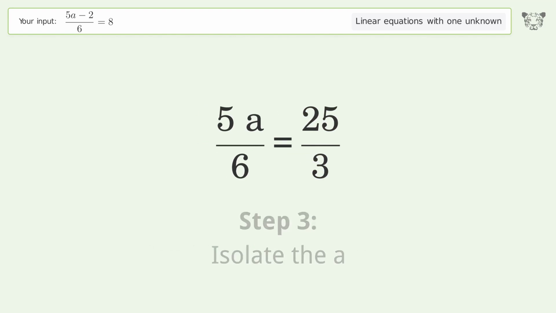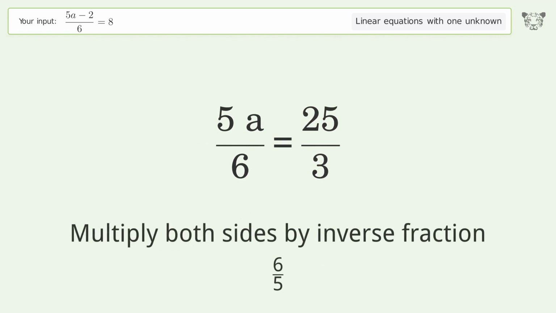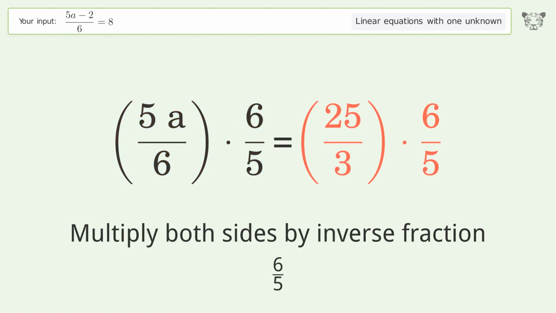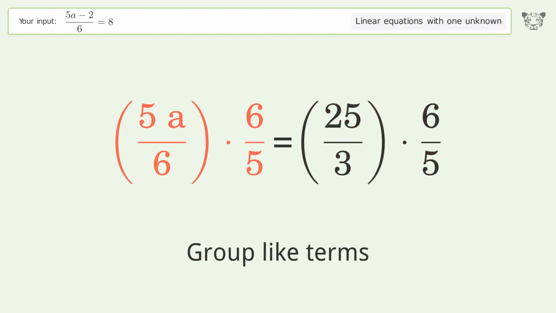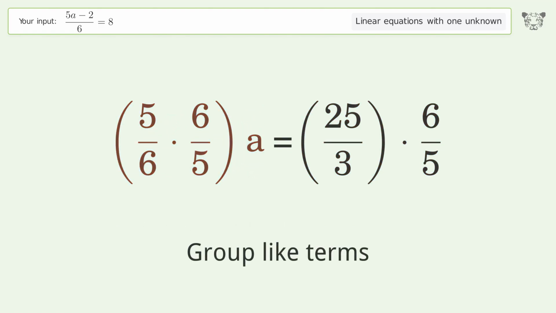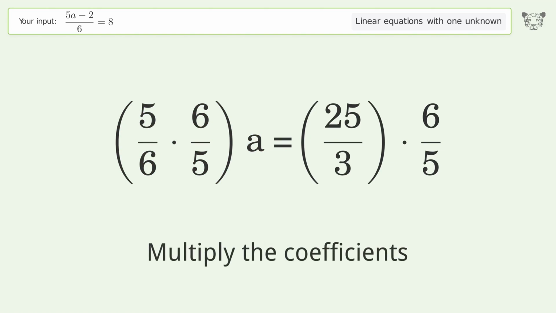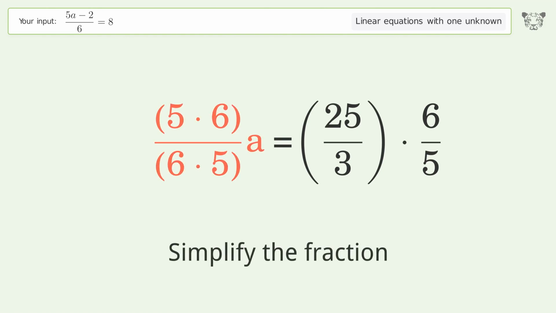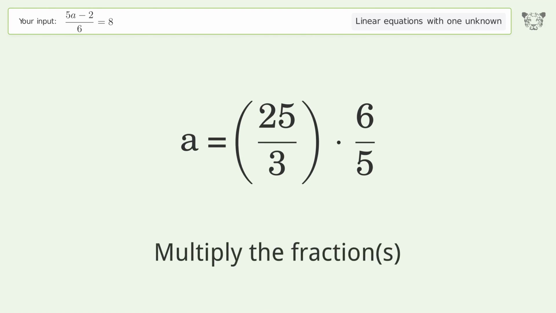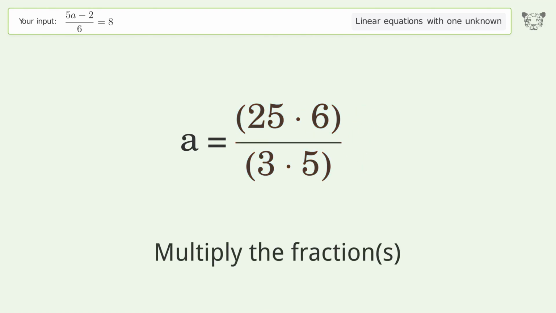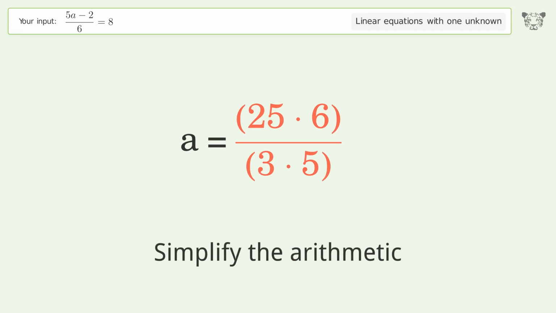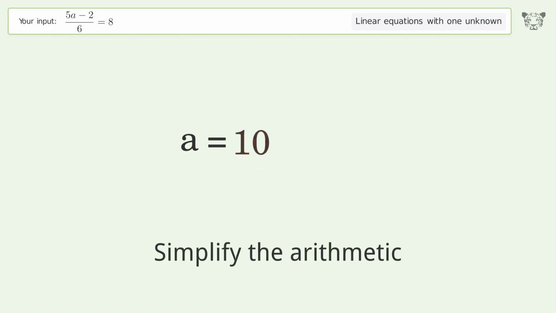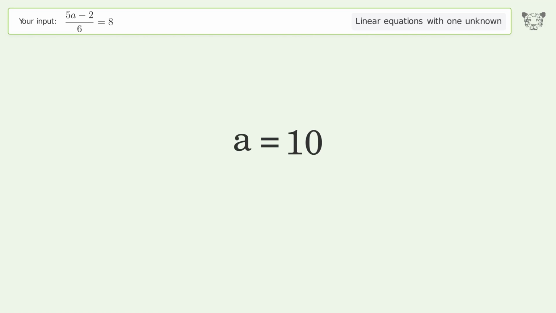Isolate the a. Multiply both sides by inverse fraction 6/5. Group like terms. Multiply the coefficients. Simplify the fraction. Multiply the fractions. Simplify the arithmetic. And so the final result is a equals 10.